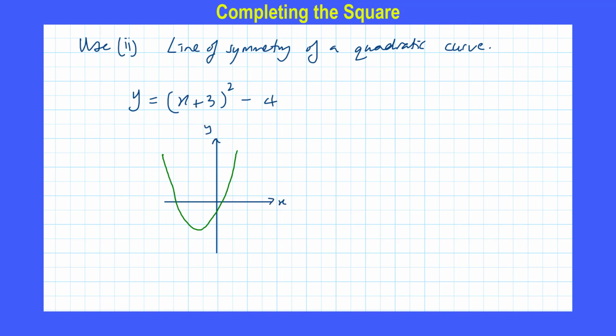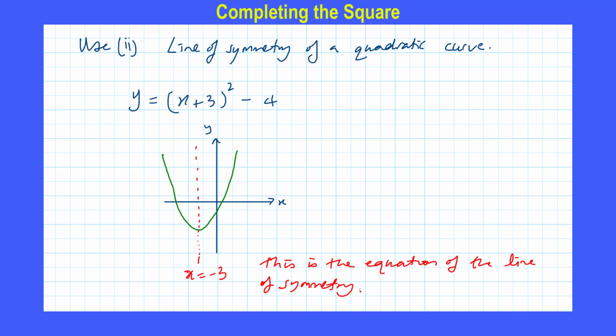We know the turning point of this from what we previously discussed, so that's going to be the point (negative 3, negative 4). And the line of symmetry is simply the line that goes straight up through the middle of it, which would have the equation x equals negative 3. Effectively, to do this, all we're having to do is take the bracket x plus 3, make it equal to 0, and then rearrange it to make x the subject. So obviously we do that by subtracting 3 from both sides, and we end up with x equals negative 3.